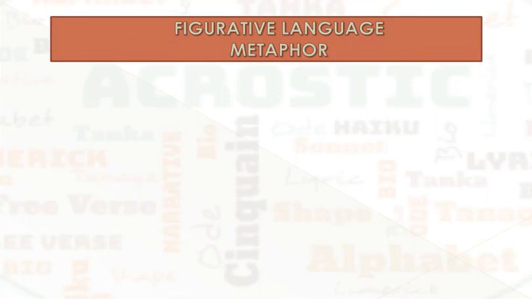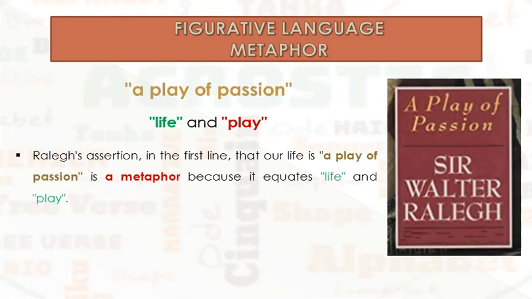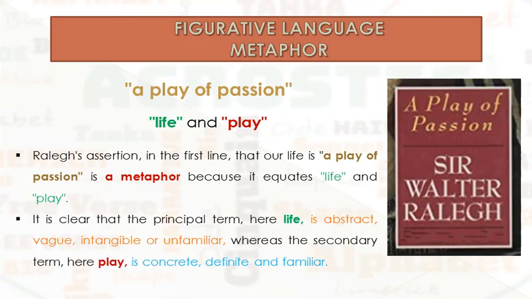Well, first of all, we have the use of metaphor. The expression, a play of passion, combines life and play. So Raleigh's assertion in the first line that our life is a play of passion is a metaphor because it equates life and play. So it is clear that the principal term here, life, is abstract, vague, intangible, or unfamiliar, whereas the secondary term here, play, is concrete, definite, and familiar.